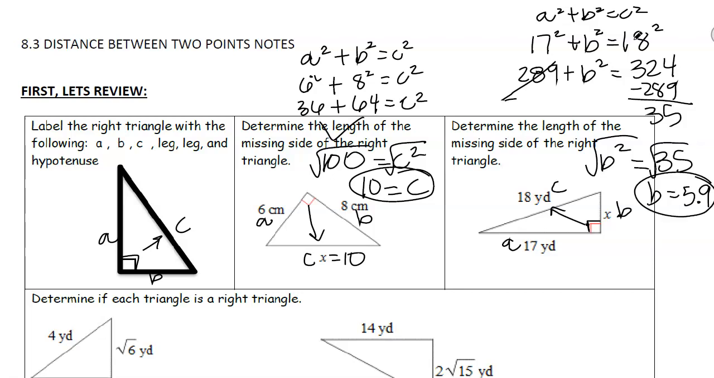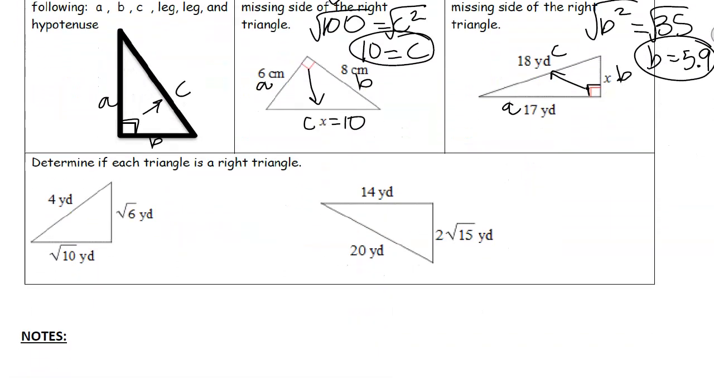Alright, so this was a review, guys. So how to find one of the legs. So C, remember you have to add. If you're trying to figure out A or B, you have to subtract, and the last step is to square root. Alright, so let's keep going.